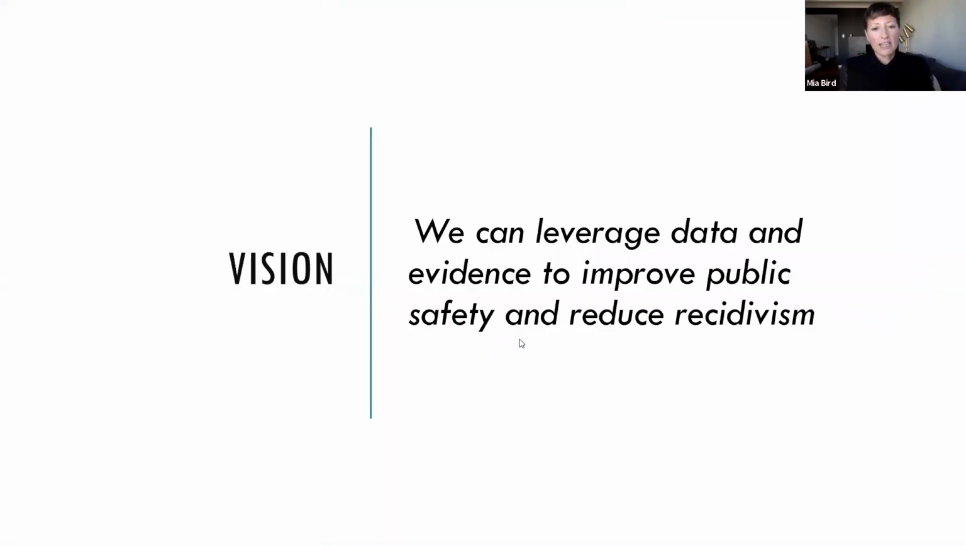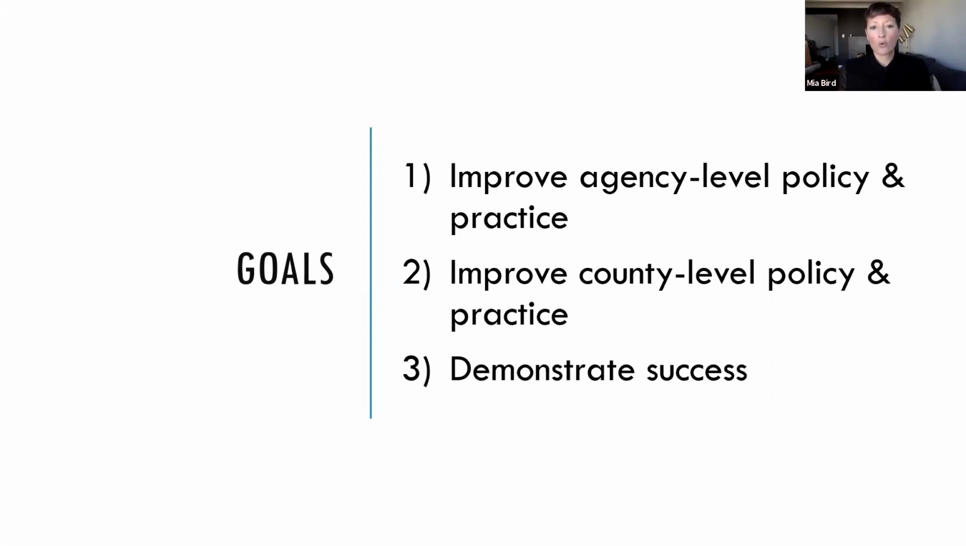And so when we're putting together this seminar series, we're thinking, what's the vision that we're designing this series around? What is it that we are broadly trying to achieve? And it's just that. It's this vision that we can better leverage data and evidence to improve public safety and to reduce recidivism. And that vision leads us to a set of goals that we can implement in the short term. And it involves thinking about policy and practice at the agency level, so making improvements there, thinking about policy and practice at the county level and making improvements there. And then lastly, really being able to demonstrate that success. So thinking about what are the tools that we need to show what's working well.